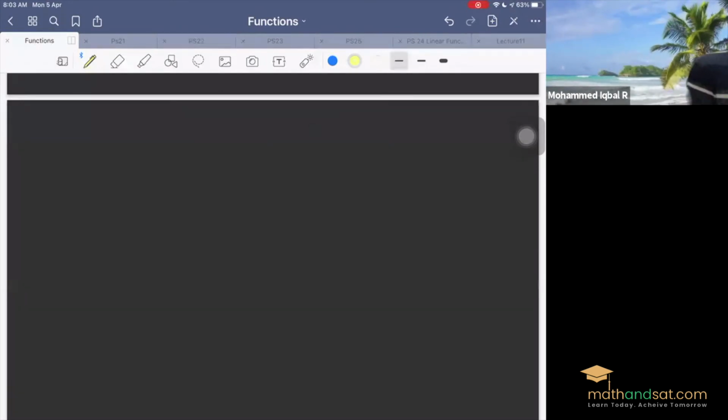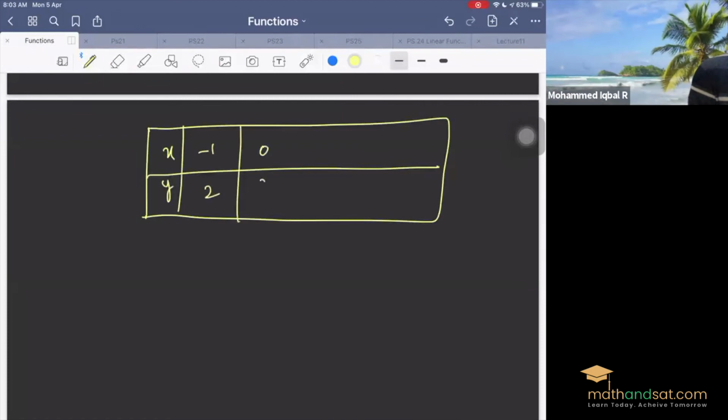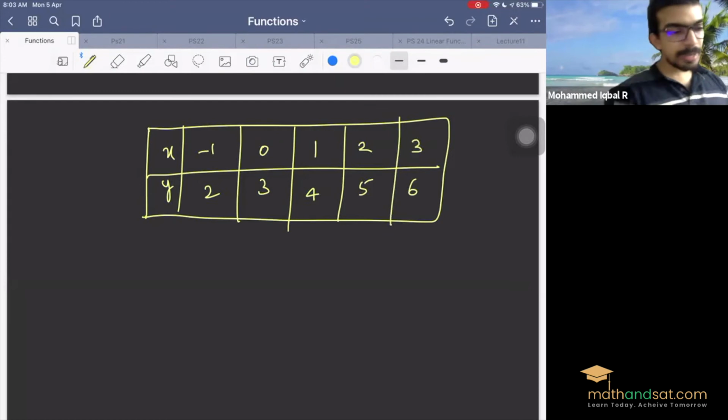So let's see one table here. Some input output table here. X, Y: minus 1, 2; 0, 3; 1, 4; 2, 5; 3, 6. Can you tell me the relationship between Y and X? It is given that it's a linear function. Then can you tell me the relationship between Y and X?